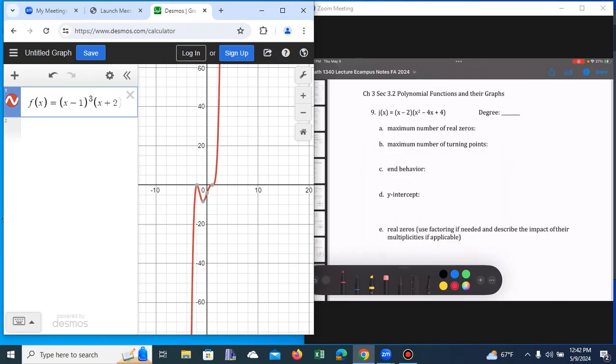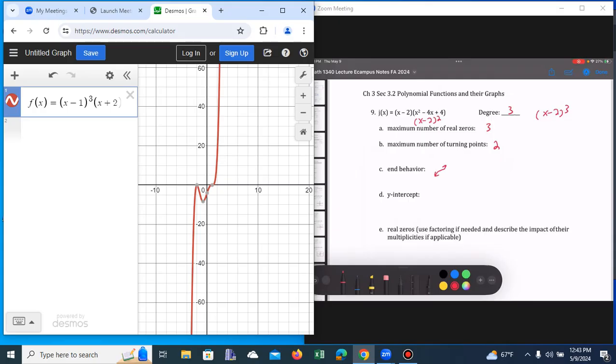Right, so (x - 2) times (x squared - 4x + 4). Now, this isn't all the way factored. x squared - 4x + 4 can factor into (x - 2) squared, which means this whole thing is actually (x - 2) cubed. Okay, so we have a degree 3, so 3 real zeros, 2 turning points. If we multiplied all those x's out, you'll have an x cubed. So the end behavior is going to be upward snake.